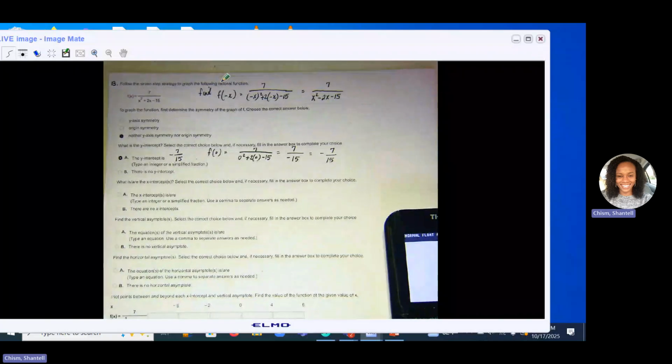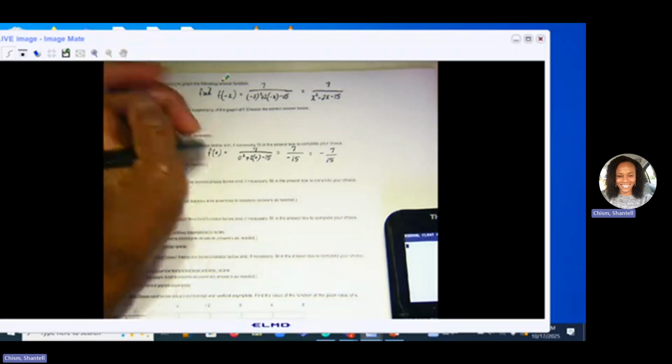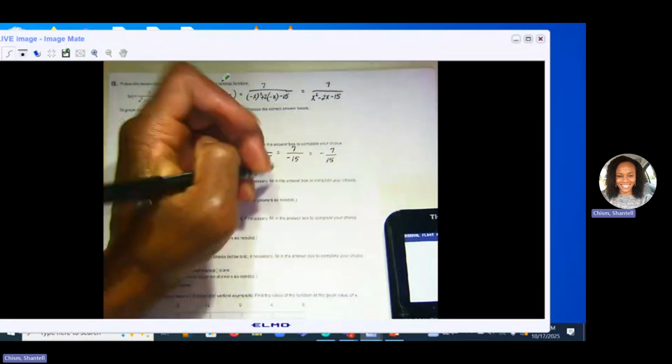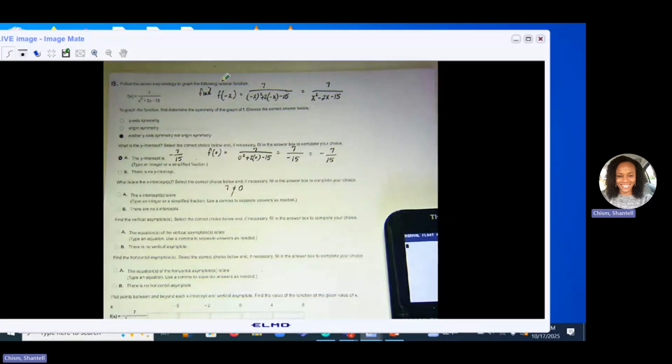The next thing is the x-intercept. It looks like we don't have any x-intercepts, because to get the x-intercepts, we would take the numerator and place it equal to 0 and solve. But that numerator is just a constant 7, and 7 doesn't equal 0. So there are no x-intercepts.